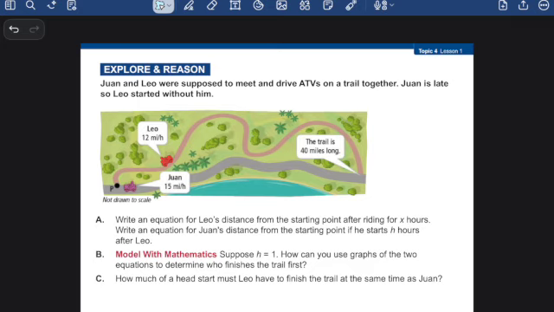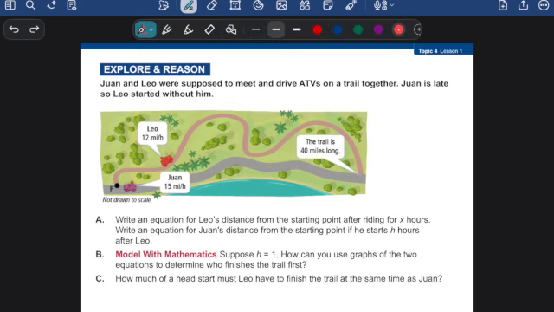Part A, write an equation for Leo's distance from starting point after riding for x hours, and write the equation for Juan's distance if he starts h hours after Leo. All right, so for Leo's equation, y is going to be the distance traveled, and his speed is 12 miles, and x is the number of hours, so that's Leo's equation. That's pretty straightforward. They start at the origin, so they have a y-intercept of 0.